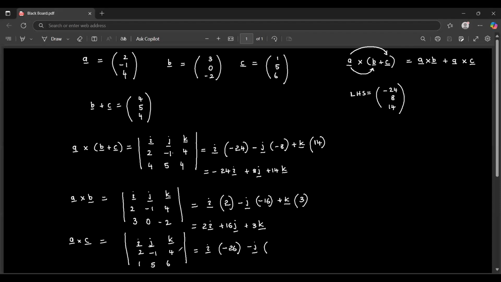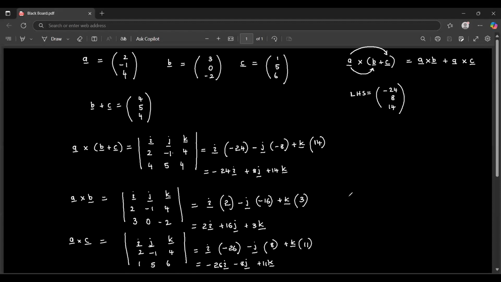okay, 2 into 6, 12. 12 minus 4, 8. So it's easy. And then k into (2 into 5, 10), 10 minus minus 1, 11. Yeah, it will be equal to 11. So the value is equal to minus 26i minus 8j plus 11k.